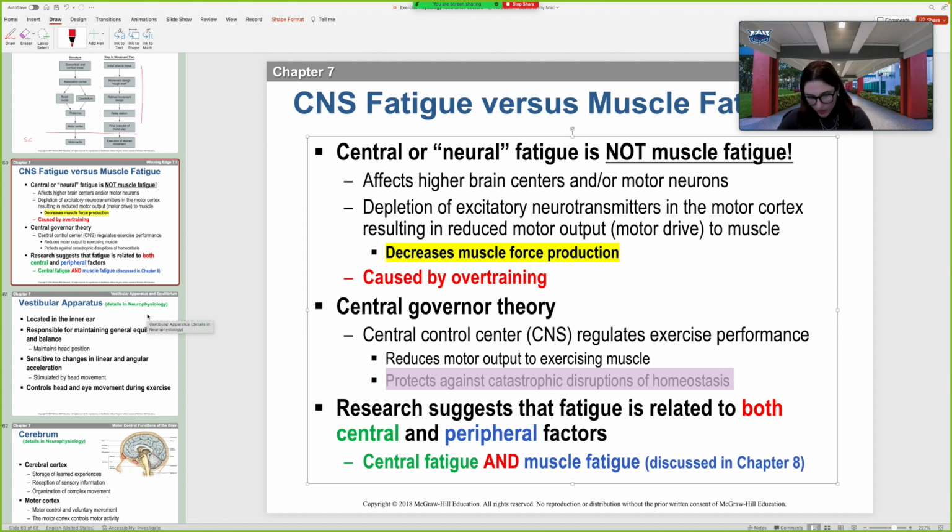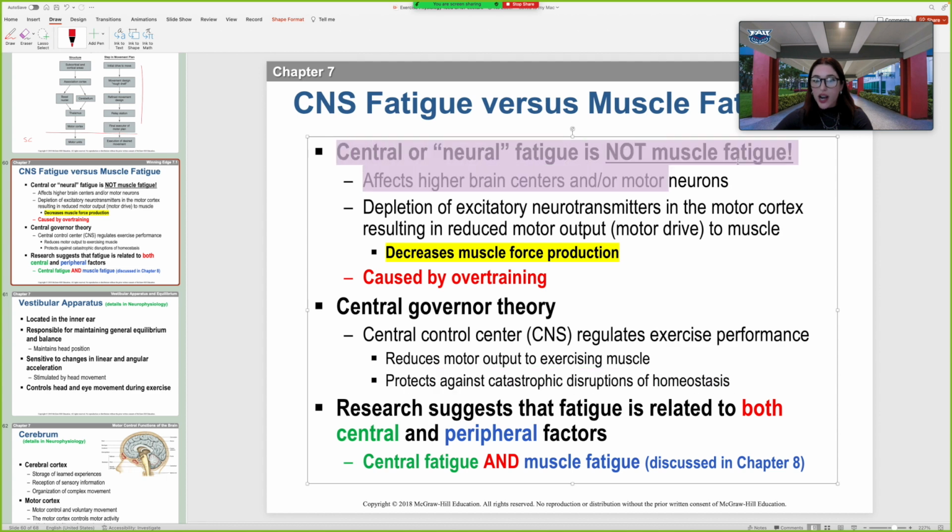So what do I want you to know about that? I want you to know that it can be caused by overtraining. I want you to know that it decreases motor drive to skeletal muscle. I want you to know that it is caused by the depletion of excitatory neurotransmitters. And I want you to know that it is not the same as muscle fatigue. Okay? It's not the same. Central fatigue is not the same.